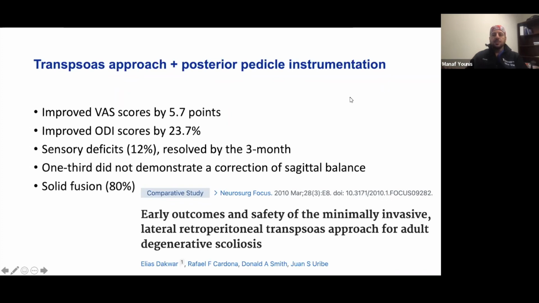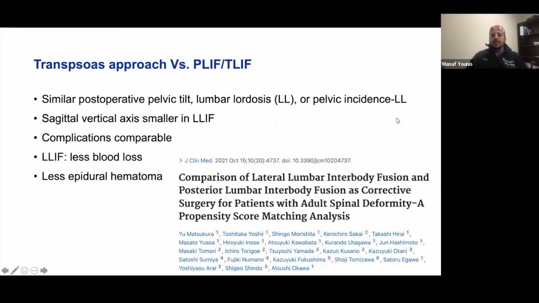Their study determined that lateral interbody fusion with or without posterior instrumentation is a reasonable alternative to other anterior and posterior approaches to correct adult degenerative deformities.